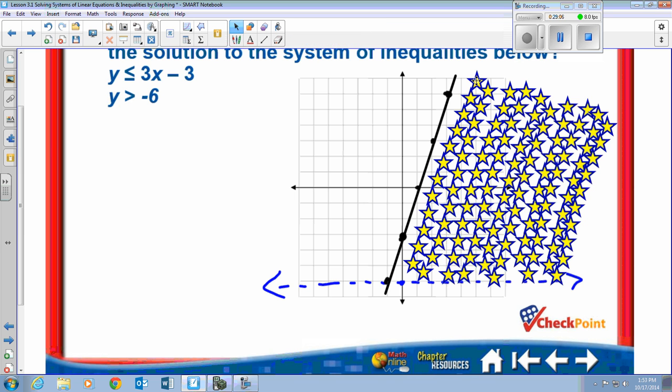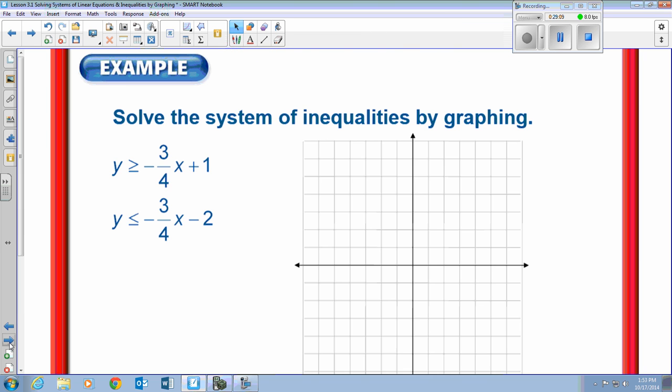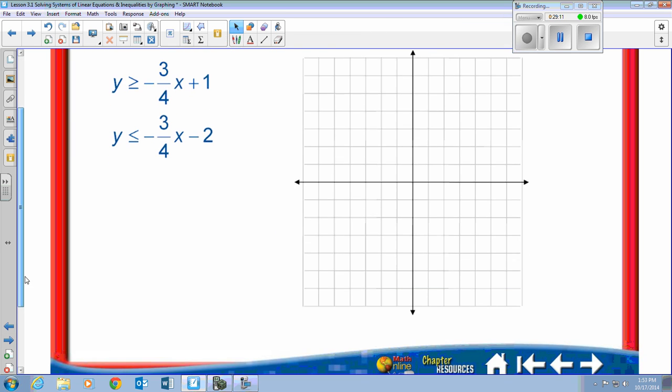All right, so you're going to do another one. What do you notice about these 2 equations before you start?